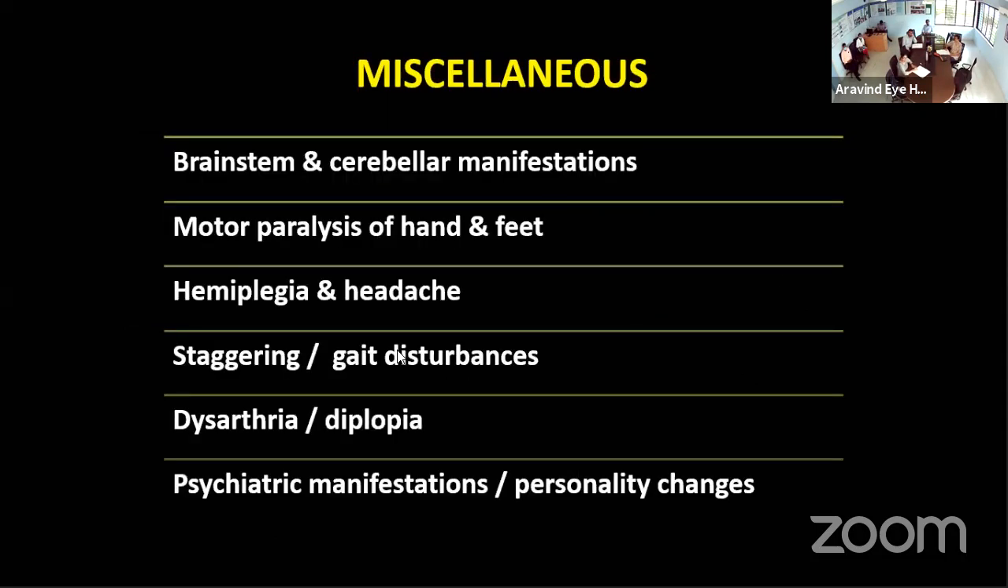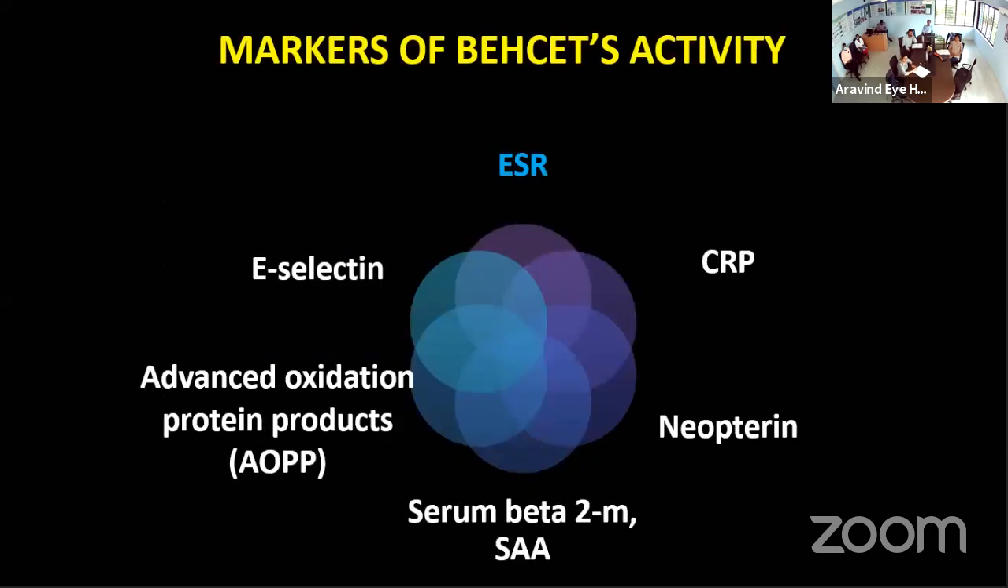So this is mainly for the internist, but as ophthalmologists, we need to know that multiple systems can get involved, like brainstem involvement, cerebellar involvement. There can be motor paralysis, hemiplegia, gait disturbances, dysarthria, diplopia, psychiatric manifestations, as well as personality changes. So these all could be there in a Behcet's patient as well.